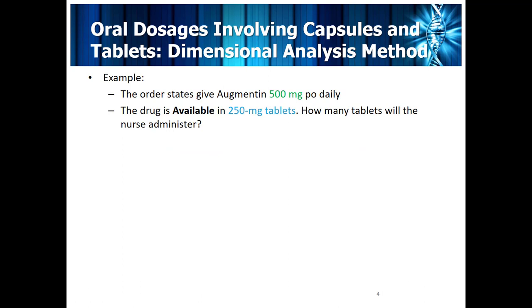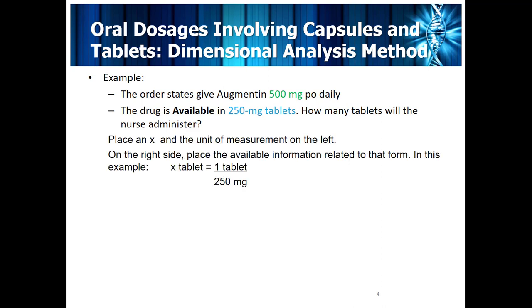Another example, order of Augmentin 500 milligrams PO daily. The drug is available in 250 milligram tablets. How many tablets will the nurse administer? Place an X and the unit of measure on the left. On the right side, place the available information that relates to that form. So again, we said how many tablets? We need X tablet. And what we have up here is 250 milligram tablets. So one tablet of 250.